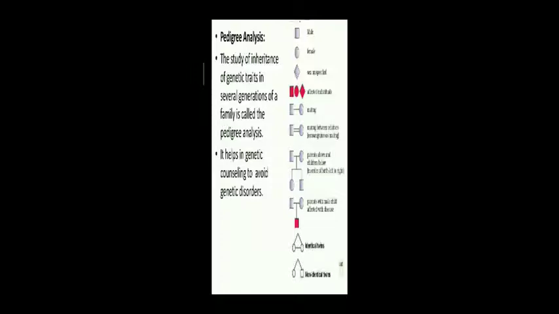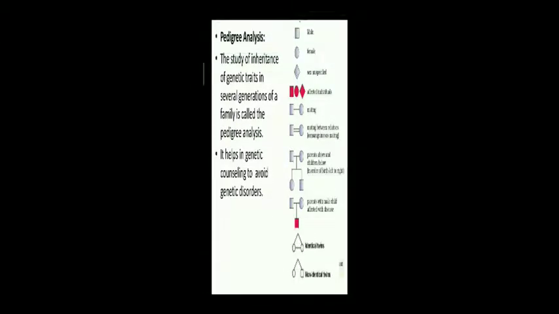Then the identical and non-identical twins, that is monozygous and dizygous twins. And if the offspring shows the shaded one, then it means the offspring is affected. It shows affected offspring.